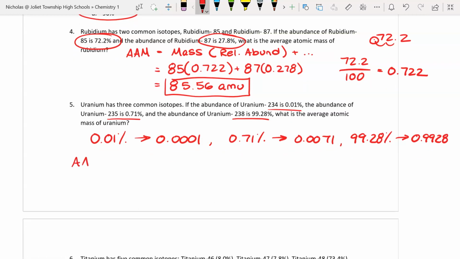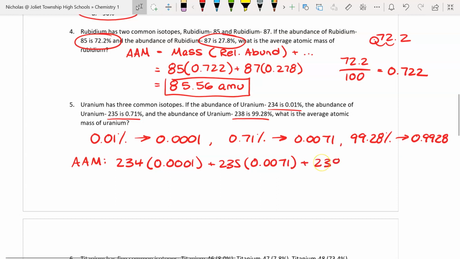And then our average atomic mass, same method. I'm going to take my first one, 234. That's the mass. Multiply it by the relative abundance. I'm going to add that to the next one, 235, multiplied by 0.0071. And then I'm going to add that to the third one, 238 times 0.9928. And then when I multiply that out in my calculator, just be careful with parentheses, I end up with 237.98 AMU.